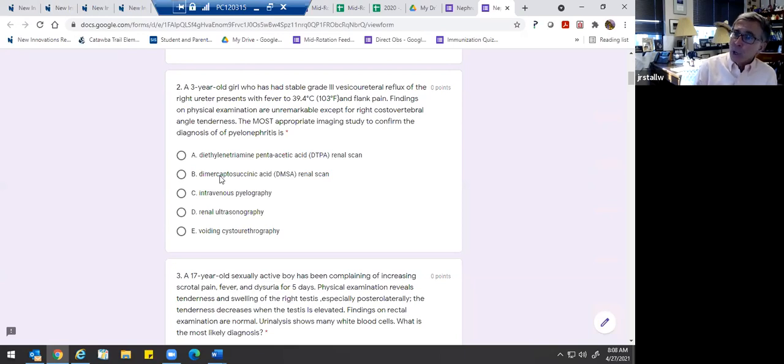Are you looking at flow? Are you looking at function? Are you looking at vascularity? Are you looking at infection? And if you're looking at infection, it's the DMSA scan. So I can understand, don't feel bad if you put renal ultrasound. It's not totally inappropriate, but it doesn't match the stem of "most" and "confirm." So the answer is B. Next.